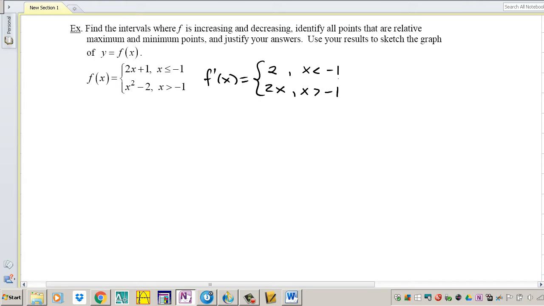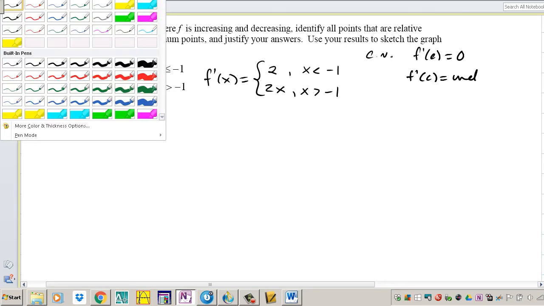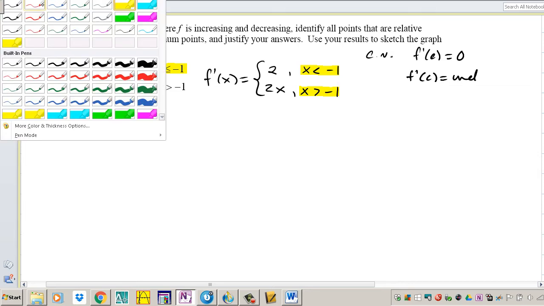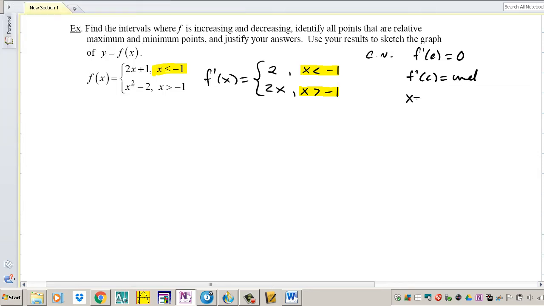And then the next step was to find critical numbers, and if you remember, critical numbers are defined as some c such that the derivative is 0 and some c such that the derivative is undefined. Let's do the easy one first. If you notice, f of x is defined at negative 1, but is no longer defined at negative 1 for its derivative. So x equals negative 1 is undefined for the derivative, so that is a critical number already.